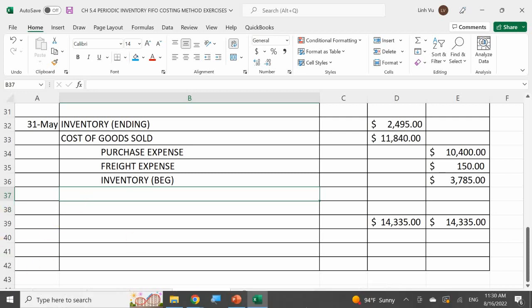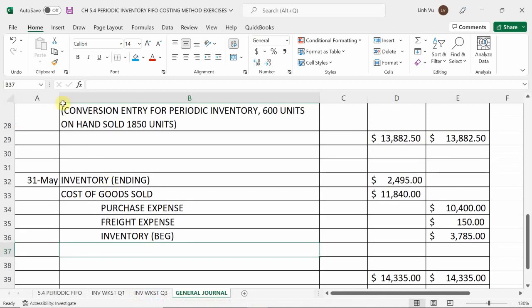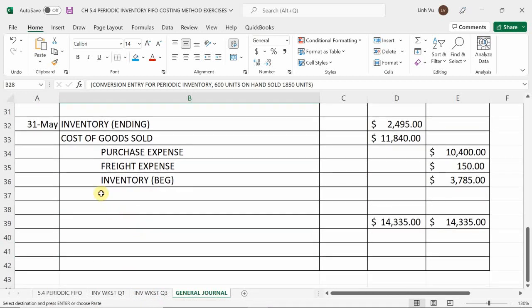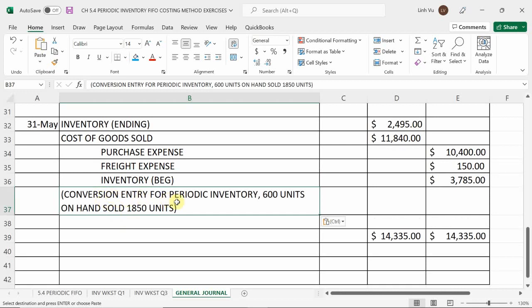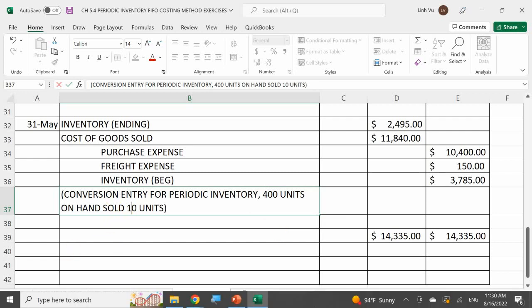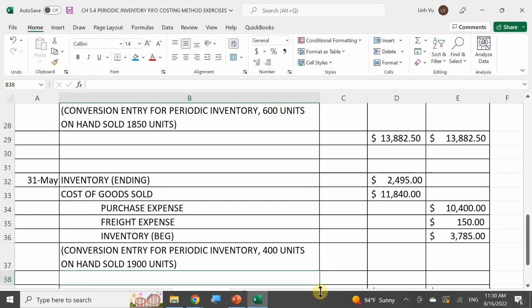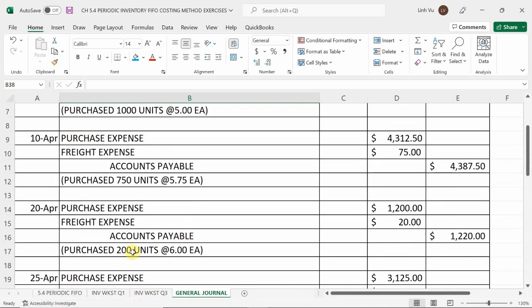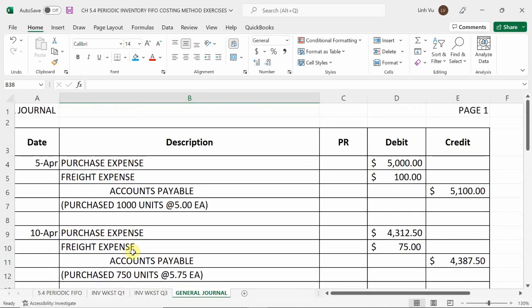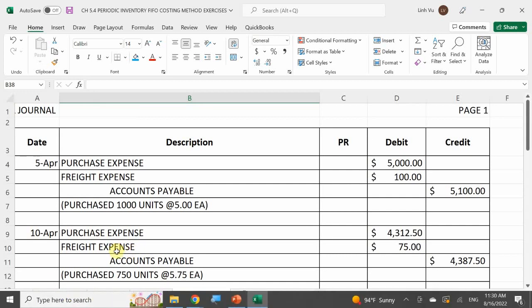Of course, you're going to have the same entry as this one, except we're going to have some minor changes. So for the conversion entry for periodic inventory, you have 400 units on hand and you sold a total of 1,900. And that concludes the periodic inventory worksheet for the costing method of FIFO.